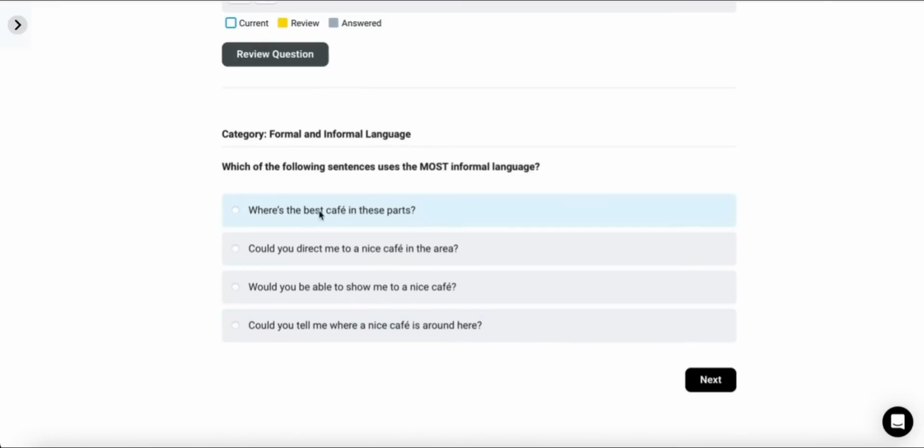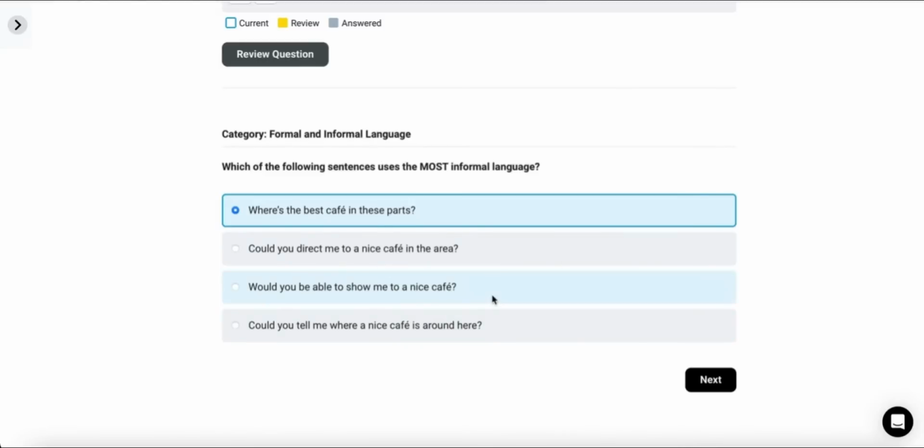The first answer here contains a contraction. So where's is supposed to be where is. And usually contractions are signs of informal language. Since this is the only question that has a contraction in it, this would be the correct answer. Notice that the rest of the answers make polite requests, could you and would you, while the first sentence here asks very directly.